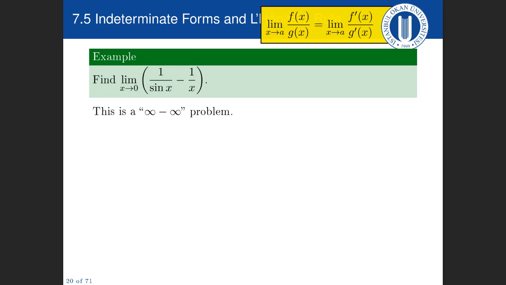Find the limit as x tends to 0 of 1 over sine x minus 1 over x. This is an infinity minus infinity problem. We do not have a L'Hopital's rule for infinity minus infinity, so we need to change it somehow.